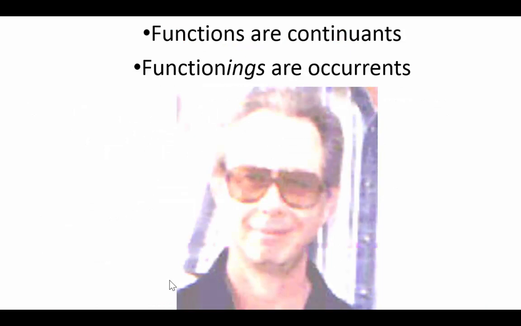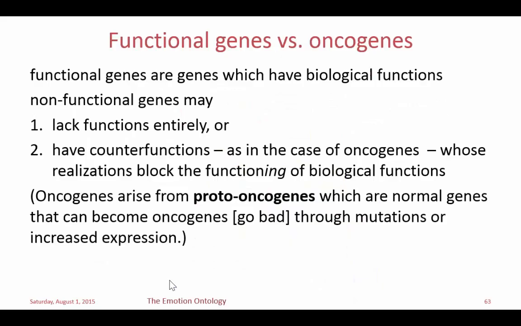All right, functions are continuants, functionings are occurrents. Now, there are functional genes and there are oncogenes and other kinds of bad genes. Functional genes are genes which have biological functions. Non-functional genes may lack functions entirely, as far as we know, or they may have what we can think of as counterfunctions, bad counterparts of functions, as in the case of oncogenes, and that means that they block the functioning of biological functions. And oncogenes arise from what are called proto-oncogenes, which may go by another name, and these are normal genes that become oncogenes through mutations or increased expression. So oncogenes began as normal functional genes, typically, and they went bad in the course of time and acquired these counterfunctions. And that's reasonable from an evolutionary point of view.